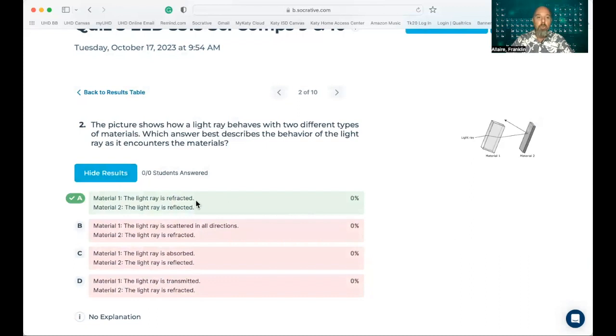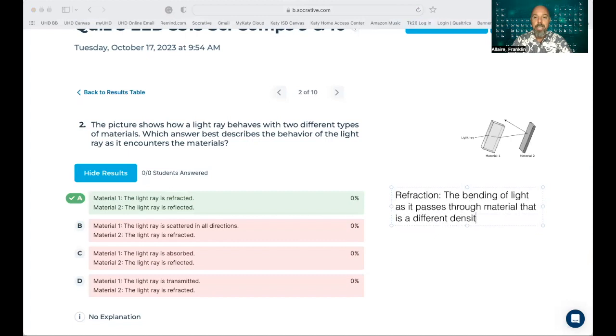When it hits material 1, the light ray is refracted. When we're talking about refraction, that's a good definition to go over. Refraction is the bending of light as it passes through a material that is a different density. You've probably seen refraction in action. You've probably seen refraction in a couple of different ways.